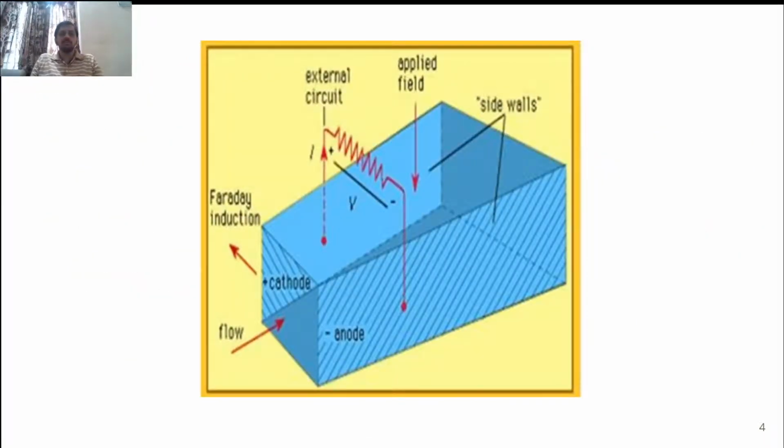This is a simple explanation of the system. You have a conduit or passage for the hot ionized gas to flow, and you have the side walls. The side walls are nothing other than an anode and a cathode. There is an external circuit from which you get the electricity, and the magnetic field is applied in a direction perpendicular to the flow of the hot ionized gas. You can see the direction here.